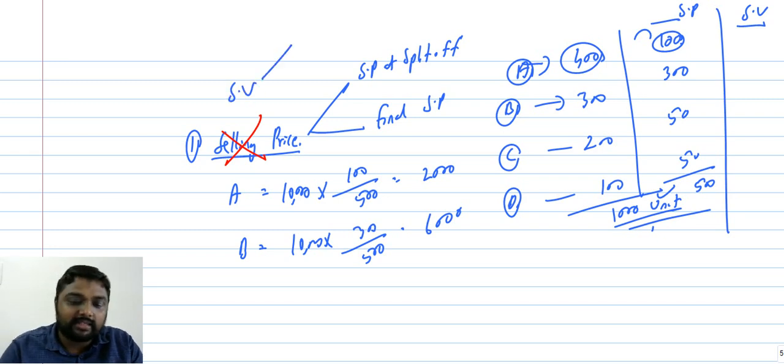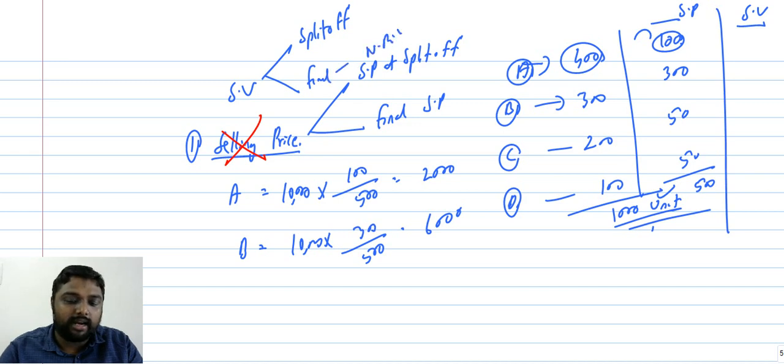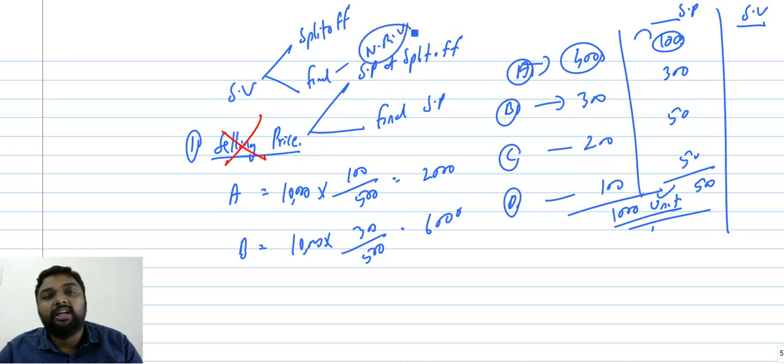This sales value can also be two things. One is at split off or final. But for the final, generally we use a concept called NRV, which stands for net realizable value. So split off. Are you ready? So how to make it for split off?